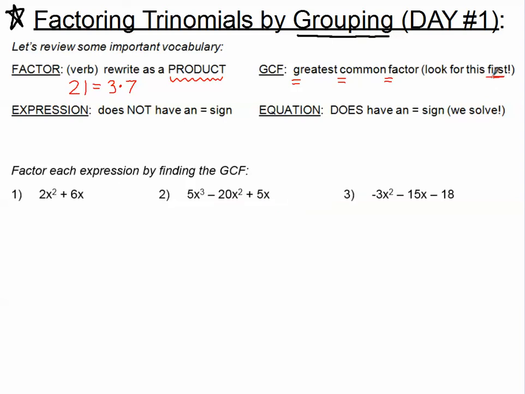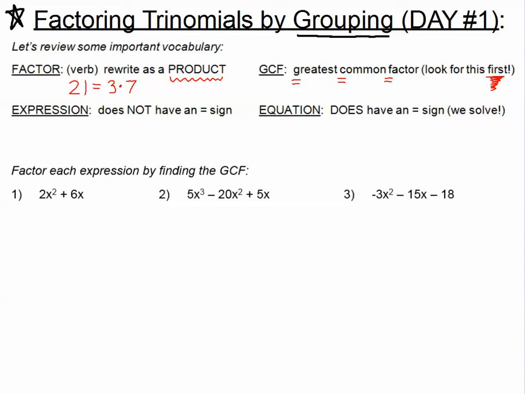This is the thing we should always look for first. We should train ourselves to always look for the GCF first, whether it's a number or a variable or both. When we find it, we factor it out, and we'll see what else we can do. And we're going to practice that in the first 3 problems.